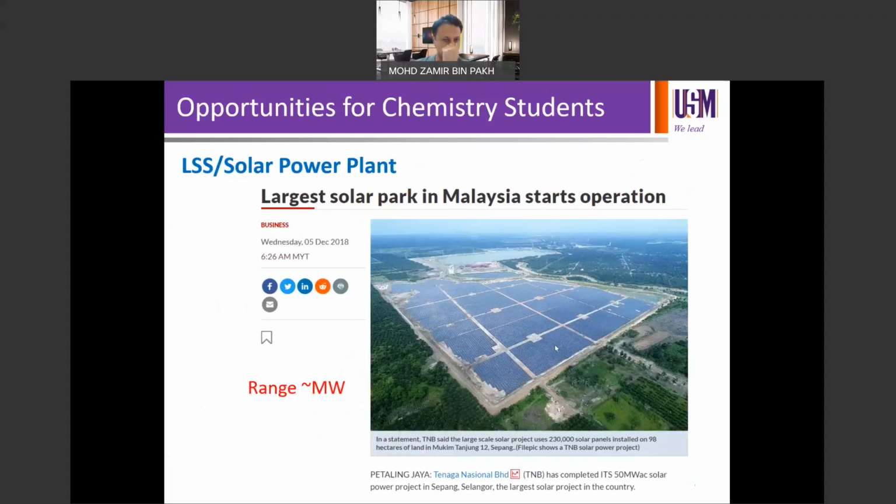So a little bit on the applications, which might be relevant to you as well as far as opportunities are concerned. This is one image of our largest solar farm or solar park in Malaysia, which just started operation. The size is about 50 megawatts, and it's going to be expanded. When you talk about a solar farm, the typical range is somewhere from tens of megawatts up to hundreds of megawatts, depending on the scale that we have.